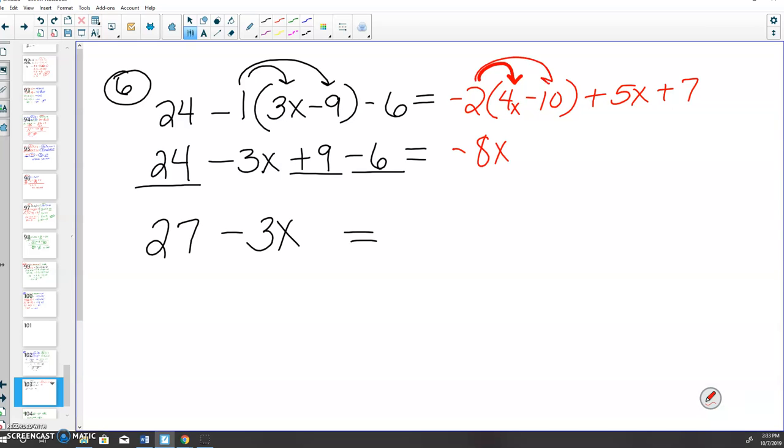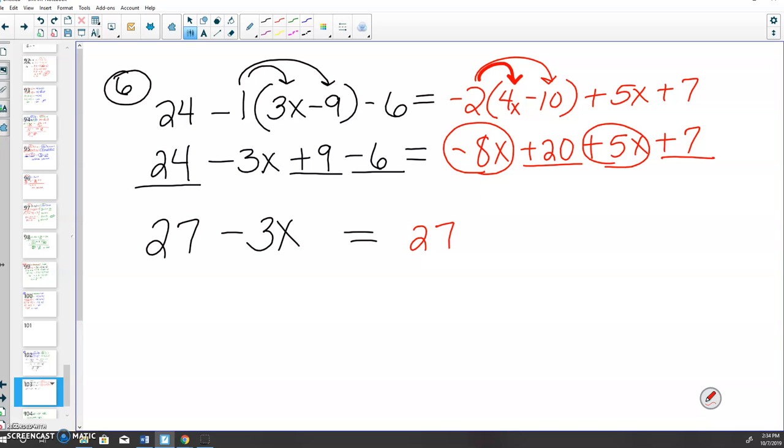Negative 2 times negative 10. 20 plus 5x plus 7. Are these two like terms? Yes. We have 27. How about negative 8? You always take the sign right in front of it. And positive 5. What's negative 8 plus 5?